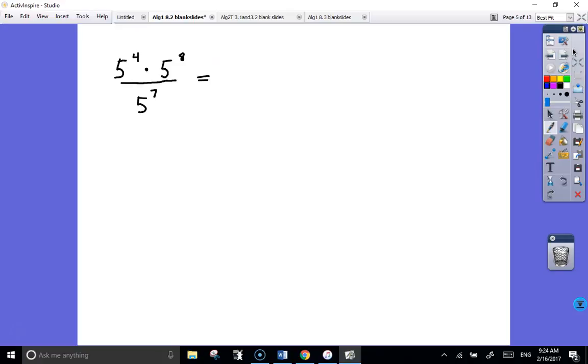Okay, now we got multiplication and division going on in one problem. So does it matter what we do first? Not really in the end. I mean, for example, let's say I do it with the numerator first. How does this numerator simplify? You add them, so that's 5 to the 12th, and that's still divided by 5 to the 7th, and so that would be 5 to the 5th because you subtract.